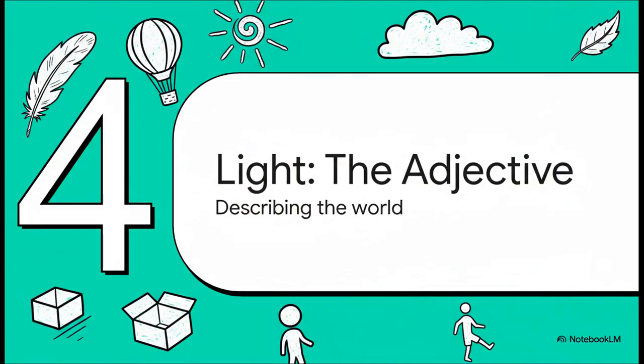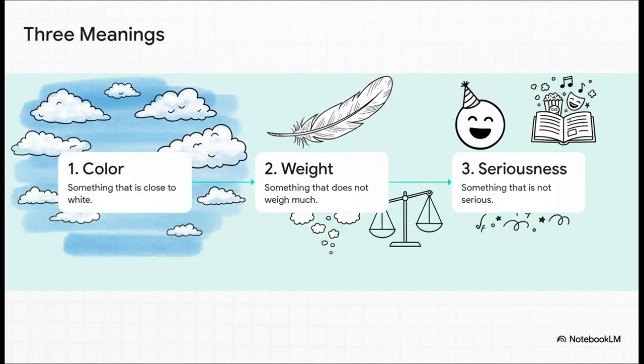Okay, but we're not done yet. Not even close. Light isn't just a thing, it's also how we describe things. When we use it as an adjective, a whole new world of meaning opens up. And get this, it doesn't just have one meaning here either. It has at least three completely separate meanings. Think about it. It can mean color, like a light shade of green. It can mean weight, like a light box. And it can mean seriousness, like some light reading.